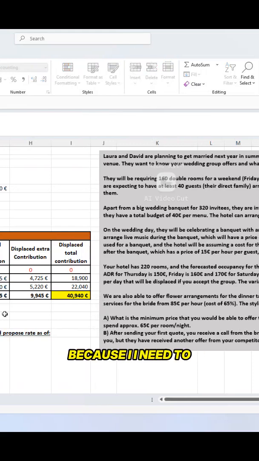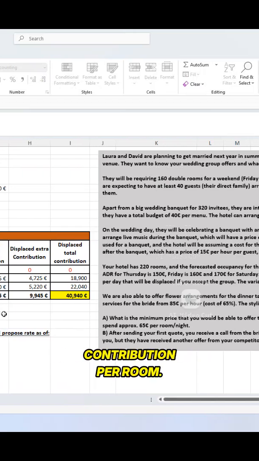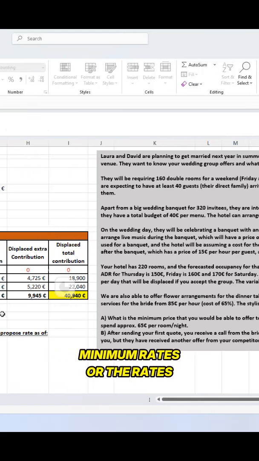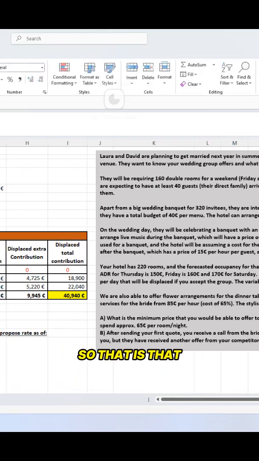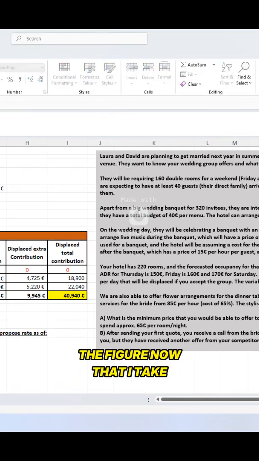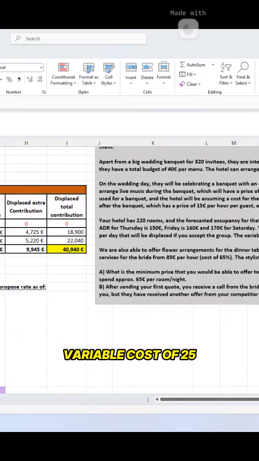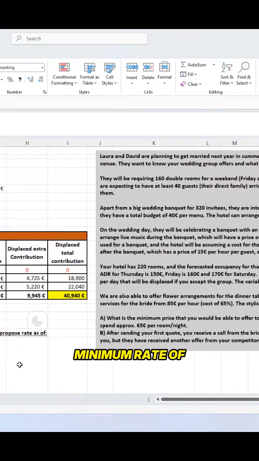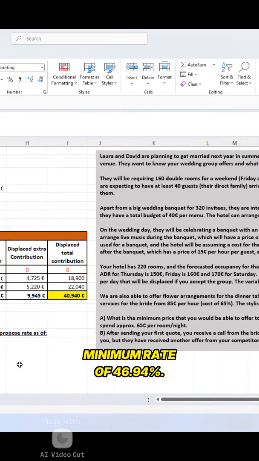Why? Because I now need to break it down for the minimum contribution per room in order to then plus the variable cost to get to the minimum rate, because the minimum rate is always charged per room. So I must now divide with the group size. So that is that. And that's the figure now that I take for me to add back the variable cost of 25. And here we come out now with a minimum rate of 46.94.